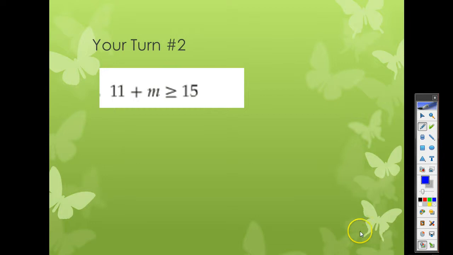Alright, so now it's your turn. So pause the video here. Write number 2 on that separate sheet of paper. Make sure you show your work for this problem. And restart the video once you are done.